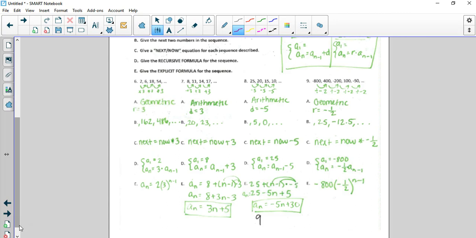7 is adding 3, so it's arithmetic. Same after that. 8 is arithmetic, that's minus 5 each time. And 9 is divide by 2, which means you're multiplying, your R is negative 1/2. Actually, my bad. You divide by negative 2 each time. So R is negative 1/2. And if you divide negative 50 by negative 2, you get 25. Divide again, you get negative 12.5.